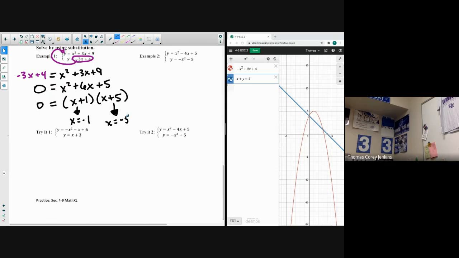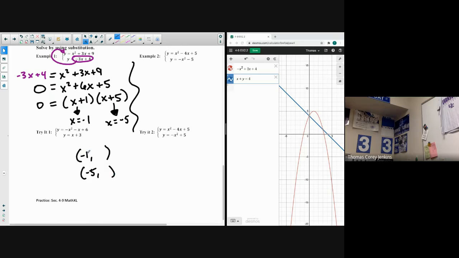Okay, at that point, it's going to kind of feel like you're done, right? Because if we're just solving a quadratic, we are done. But remember on this, we are solving a system, right? So we have our x coordinates. So at this point, we know our answers are going to be negative 1 comma something and negative 5 comma something, right? So you gotta sub back in to get your y coordinate.